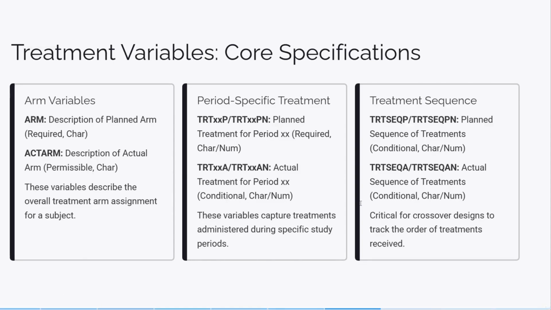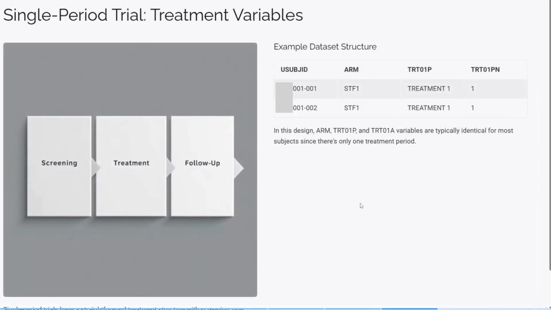Okay, so next, this is an example of how the treatment-related information looks. This is a single period trial, so you'll have only three phases: the screening, the treatment and the follow-up. In the treatment you will have only TRT01P, the arm, the drug you are going to use, and TRT01PN. So we'll have one treatment.